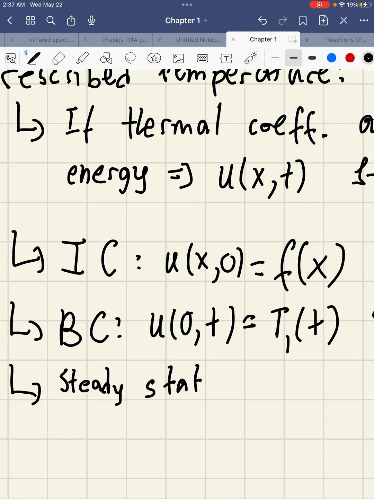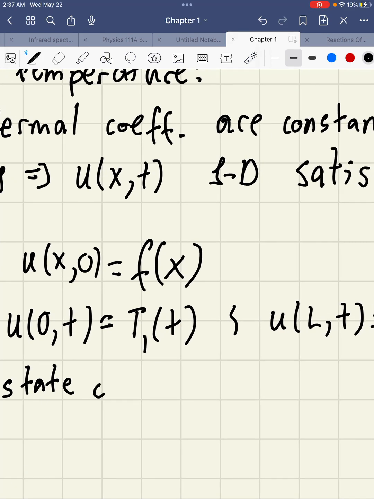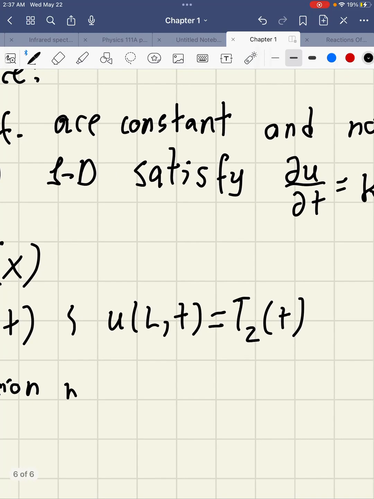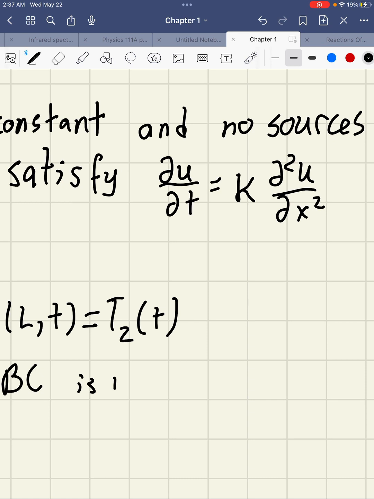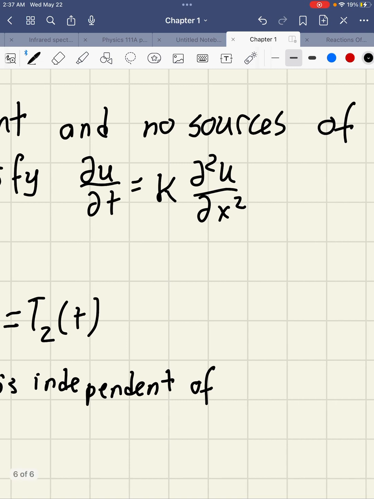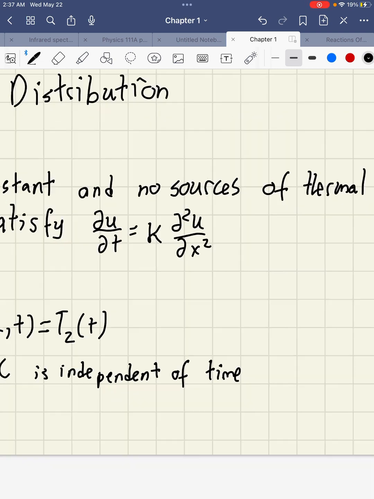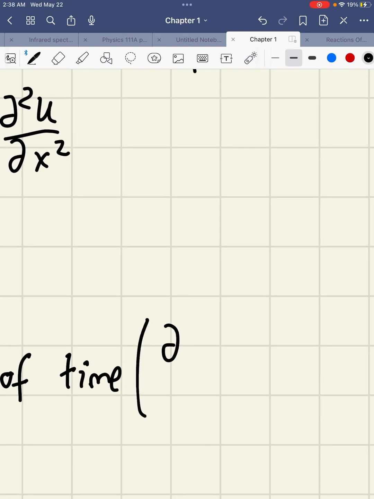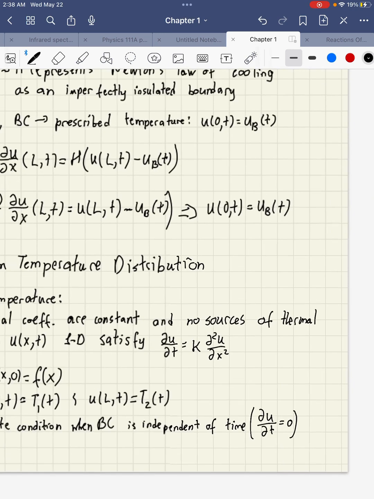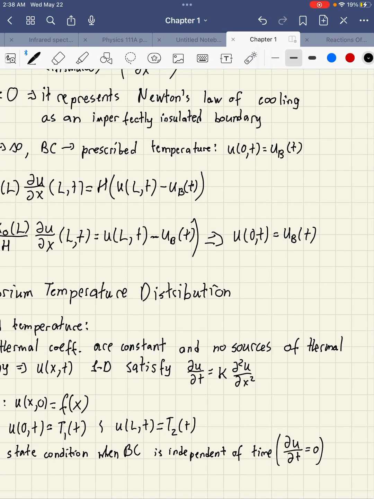Steady state condition is when the boundary condition is independent of time. So meaning my partial u partial t is equal to 0. Later when we solve the boundary condition, you will see the time dependence part of my solution.